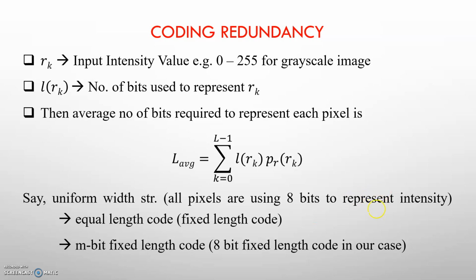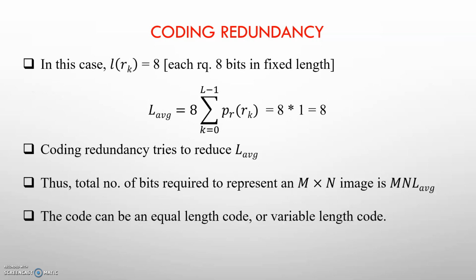So what we talked about in coding redundancy is that generally we try to represent our numbers or our intensities using a fixed length code, right? For example, if you have 0 to 255 gray levels, then you represent all the intensities with 8 bits because you have maximum as 255, and 255 will be represented using 8 bits in which all the bits are 1. So it is 1, 1, 1, 1, 1, 1, 1, 1. That is how you represent 255.